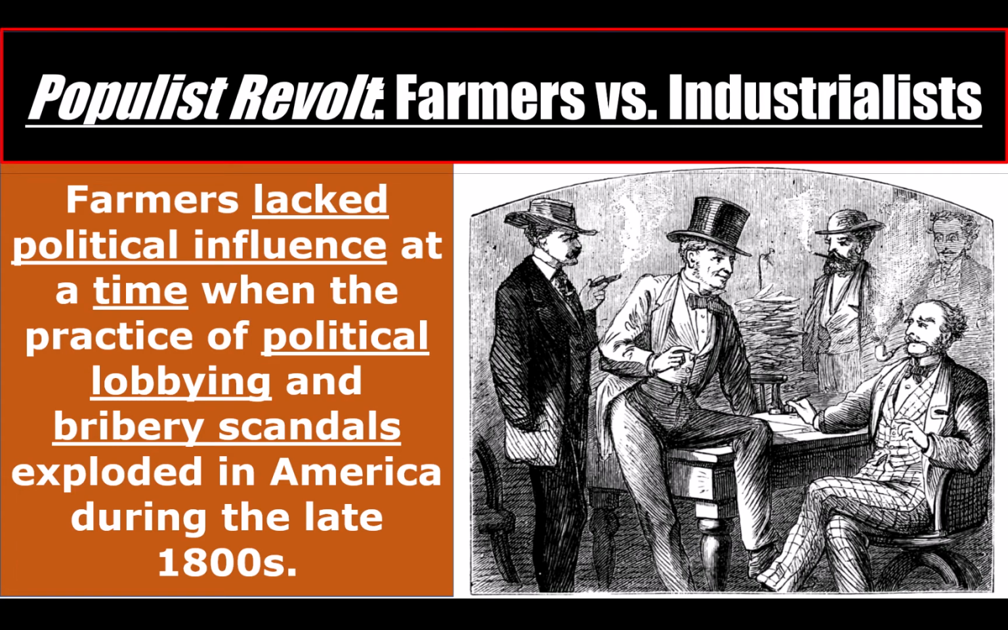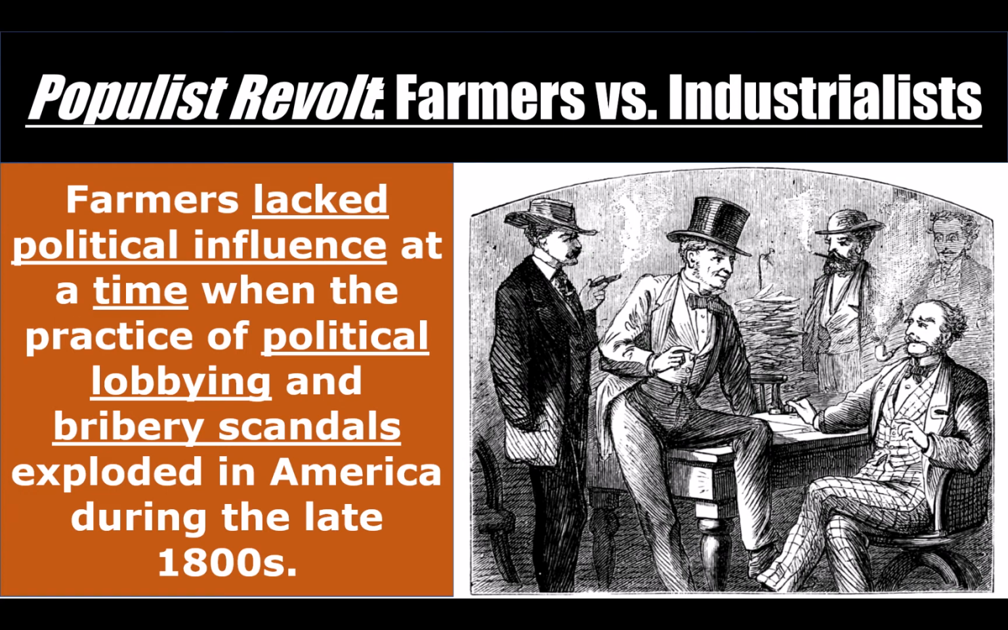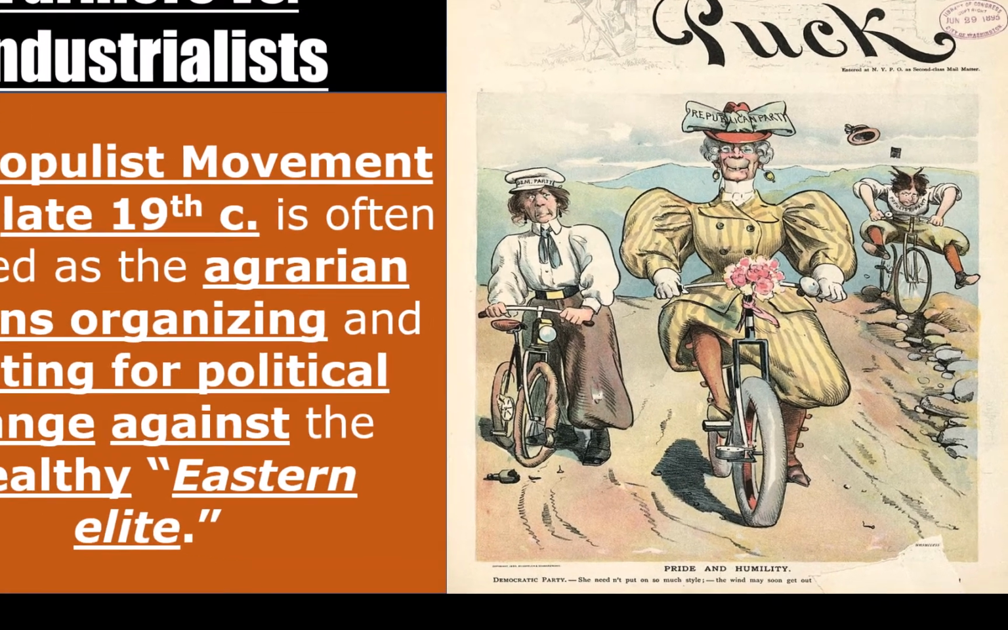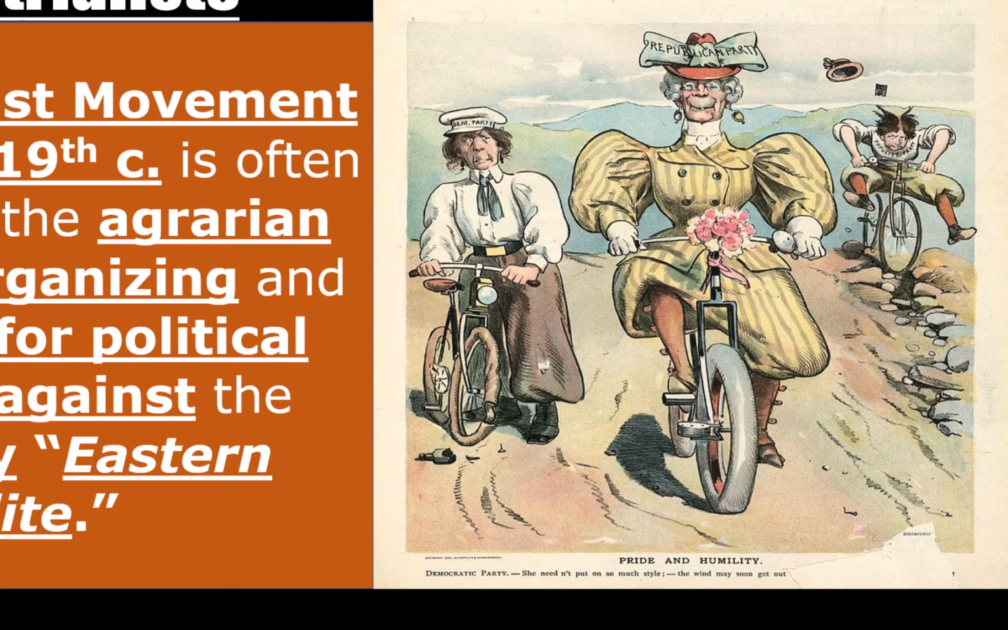Okay, so let's finally jump into how the farmers are going to fight back in what is often referred to as the Populist Revolt. Unfortunately, the farmers lacked political influence at the time of sizable political bribery scandals in Congress, and they often lacked representation. They couldn't lobby congressmen the way that industrialists did, and those industrialists had the money to lobby Congress in order to protect their interests. So again, the populist movement is often portrayed as poor farmers fighting against those quote-unquote Eastern elite, as neither of the major parties address the issues right away.